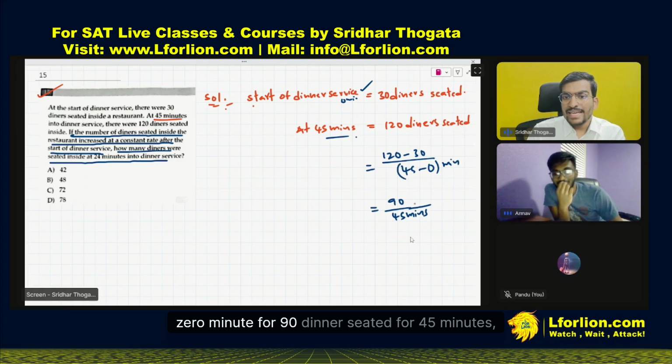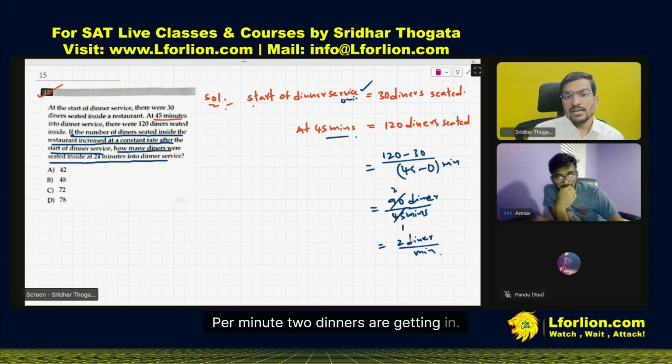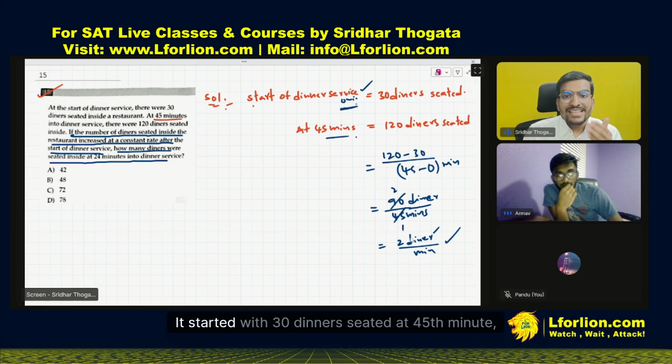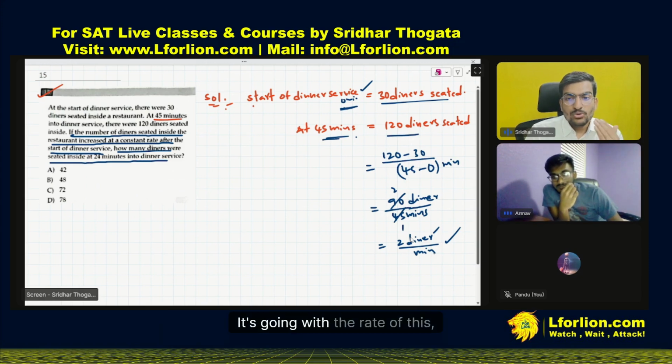So 90 dinners seated per 45 minutes, which means 45 ones, 45 twos. So 2 dinners seated per minute. Per minute, 2 dinners are getting in. This is the rate. Hope you understood. For every minute, there is an increase of 2 dinners seated after the dinner service started. It started with 30 dinners seated. At the 45th minute, 120 dinners seated. It's going with this rate. This is the rate we got.